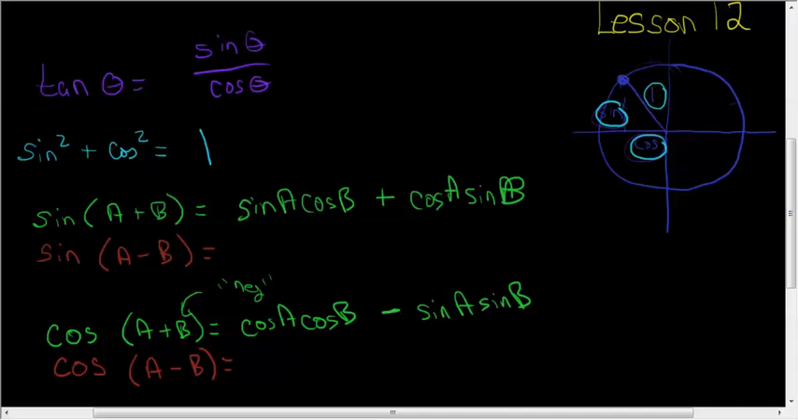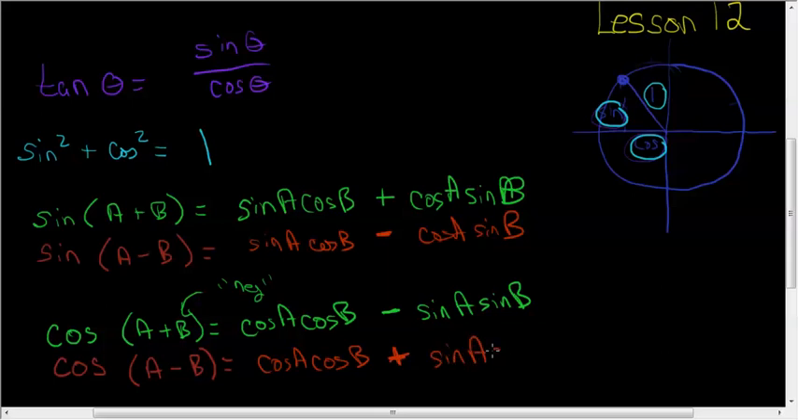Well, sine of A minus B, the only thing that changes here is that this becomes minus. So the sine of A minus B is sine A cosine B minus cosine A sine B. And then in the same way, cosine of A minus B changes sign. It becomes cosine A cosine B plus sine A sine B.